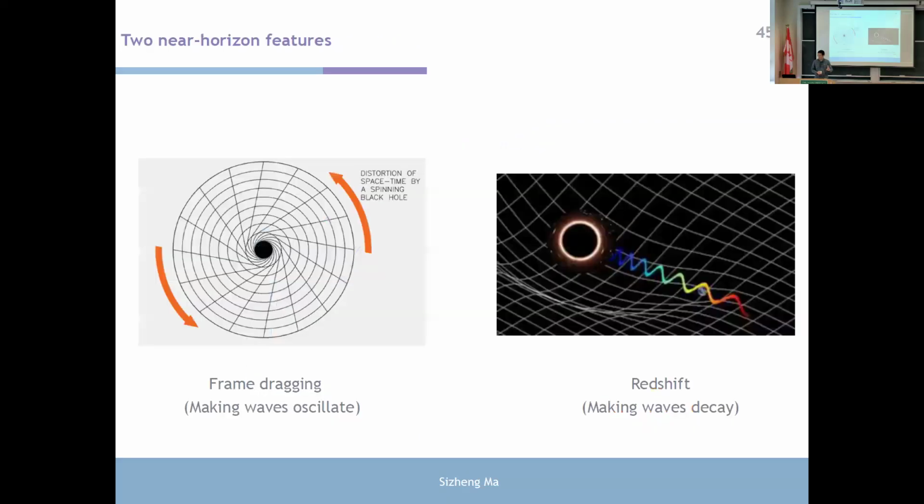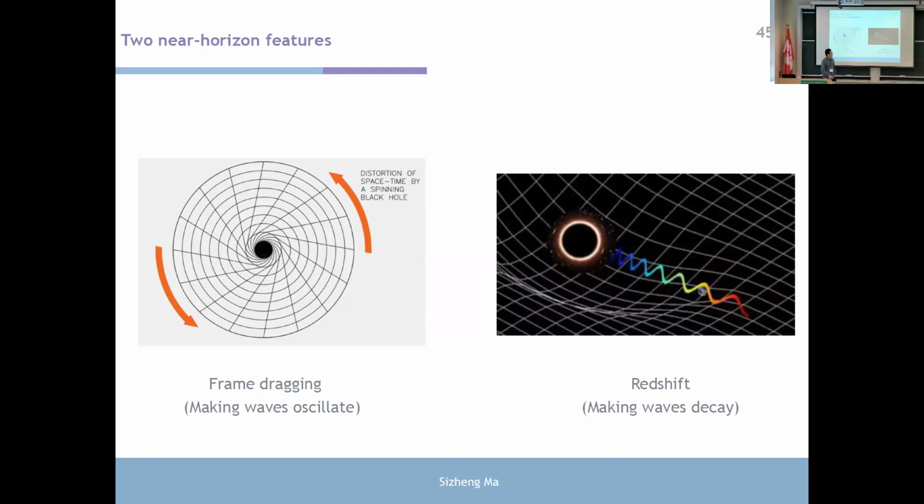There are two important features that we need to consider, including the frame-dragging effect and the redshift effect. As we know, when the central black hole rotates, it can drive the nearby spacetime and push the particle to co-rotate with it. As a result, the emitted source-driven emission should oscillate at some frequencies to reflect this frame-dragging effect.